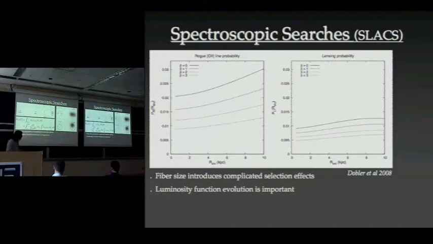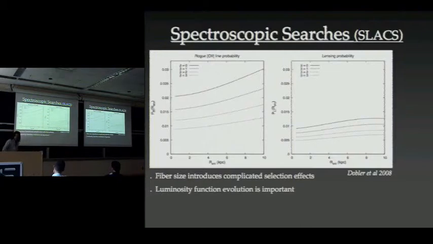And the luminosity function is also very important. So the luminosity function of the source, right? Because you're looking for rogue lines in otherwise well-behaved LRG spectra. So these are probabilities of finding an O2 line in a given LRG for different values of a sort of evolution parameter of the luminosity function. And this is the probability that the LRG is a lens.